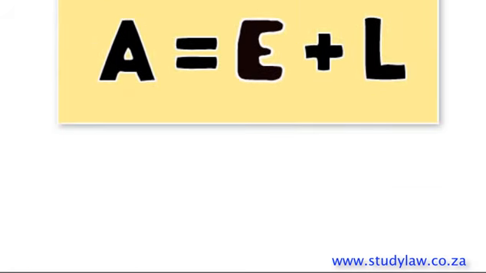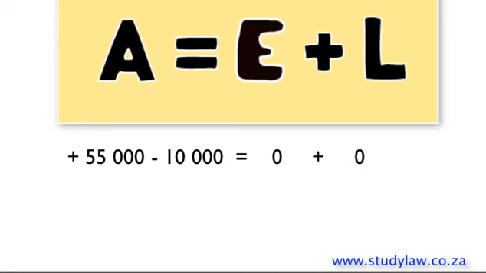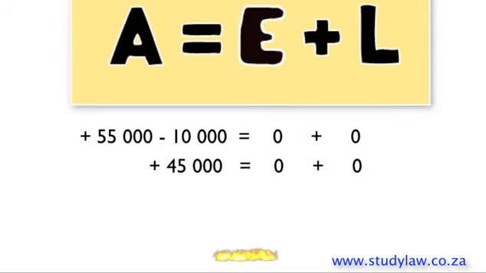Let's look at this using the accounting equation. 55,000 minus 10 equals 0 plus 0. Well, 55 subtract 10 leaves us with 45,000, and we can see this definitely does not equal 0. Therefore, our accounting equation does not balance. We need to continue. We can see that we actually need 3 transactions for this to balance.